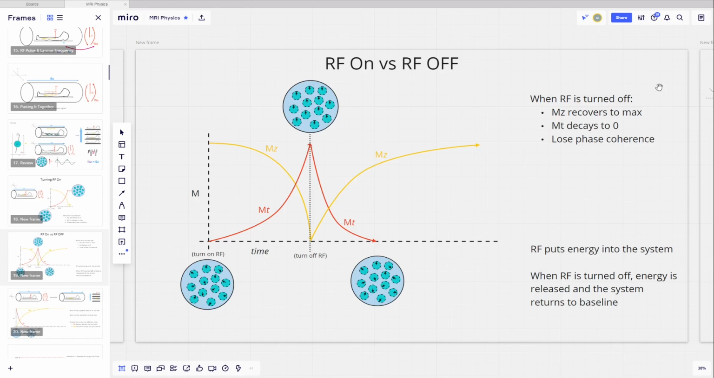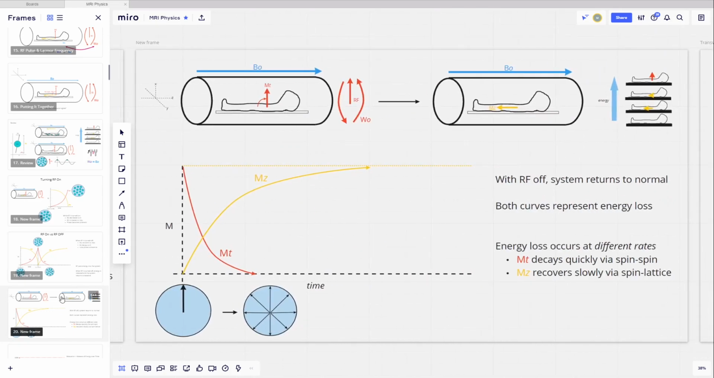We're putting energy into the system, we're taking it away, and then we're seeing what happens. And we're using the difference in how different tissues respond and how they return to baseline as a basis for the contrast in our image. So this is the same idea here. Again, I'm going to hammer this home in as many ways as I can, just shown a different way.